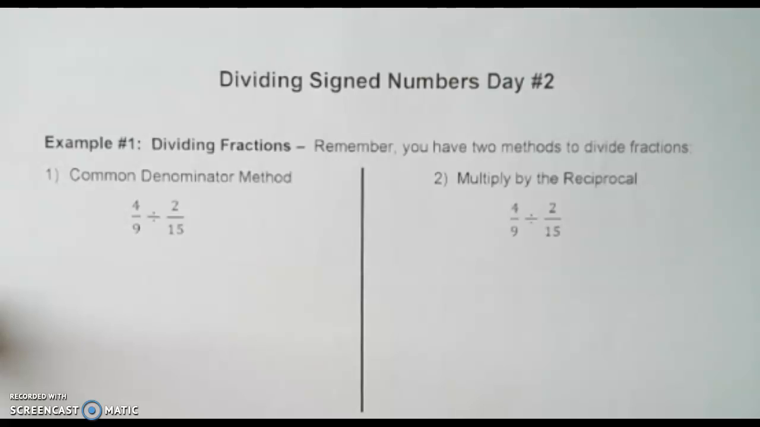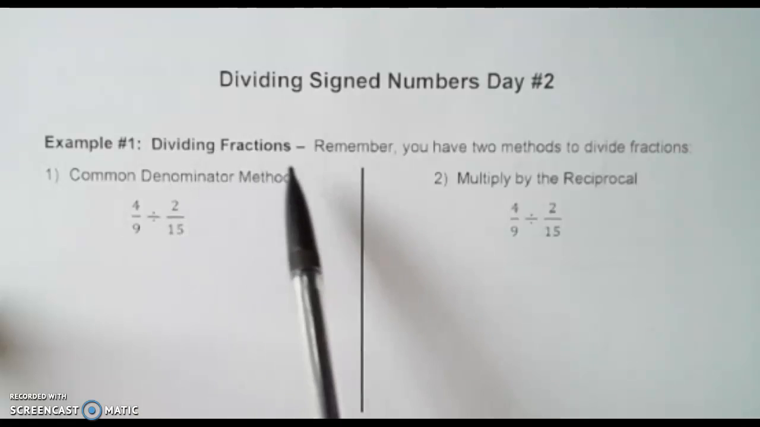And we're going to extend that today to look at how we can divide using fractions and decimals, also paying attention to our positive and negative symbols. And we're going to start off by looking at fractions. And so in our first example, we have 4/9 divided by 2/15.